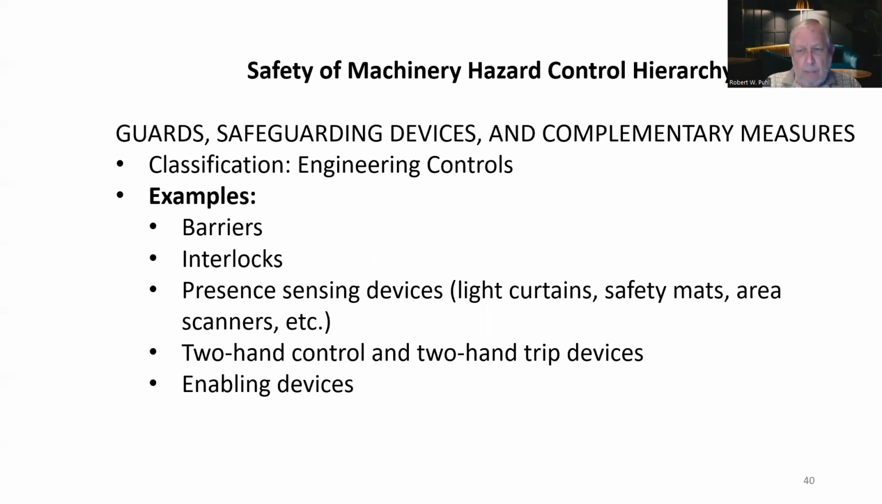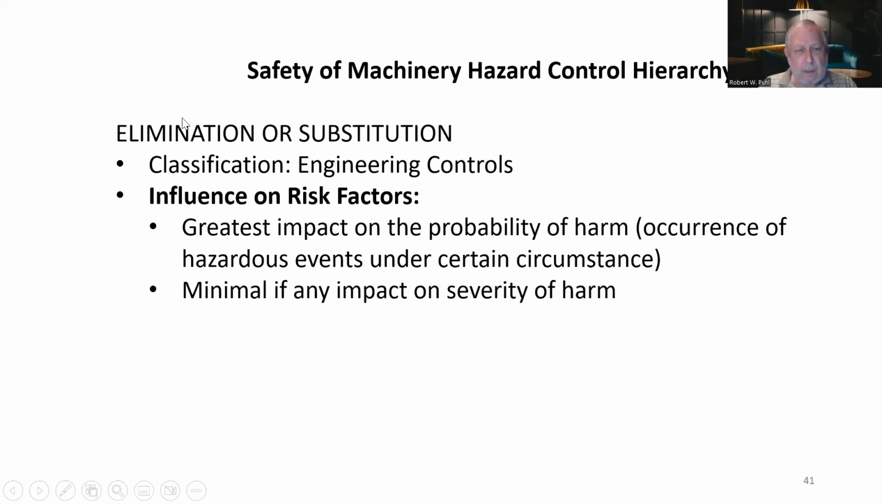Guards, safeguarding devices, and complementary measures. These are called engineering controls. Examples: barriers, interlocks, light curtains, safety mats, that type of thing. Two-handed controls and other enabling devices. And this should say guards up here again. Engineering controls, the influence on risk factors: greatest impact on the probability of harm, occurrence of hazardous events under certain circumstances, and minimal, if any, impact on the severity of harm. So the engineering controls generally have the greatest impact on the probability.